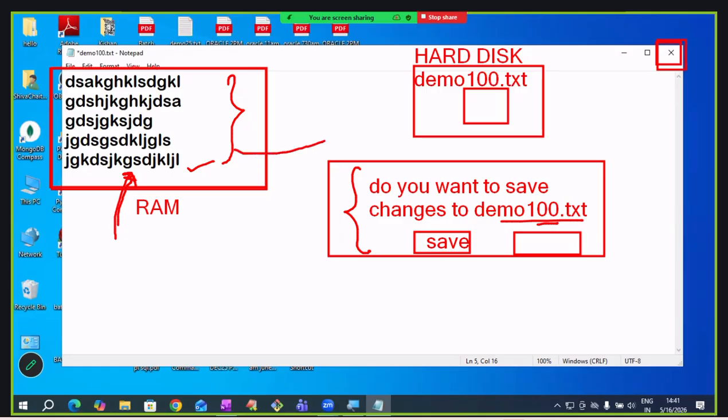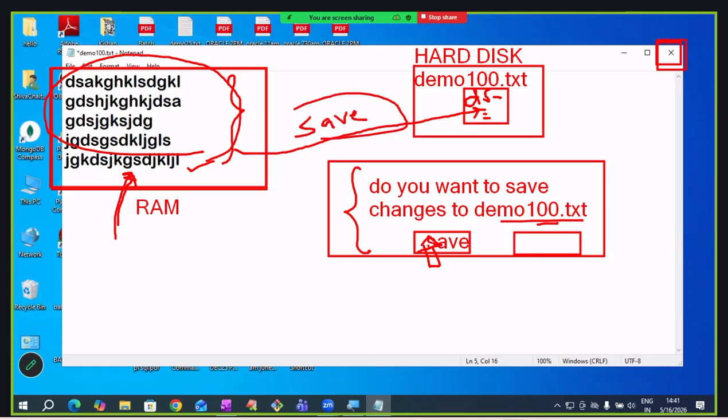Okay. Do you want to move these changes to this file or not? It is asking. So when you click on the save button, the data in the RAM will be moved to the hard disk. Here, that data will be stored. So to save the data in the notepad, which option are we using, sir? Save. In the same way, in our Oracle SQL, to save the data, which command are we using, sir? Commit. That's it.